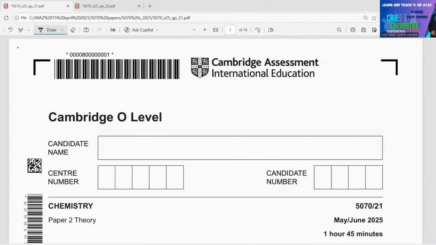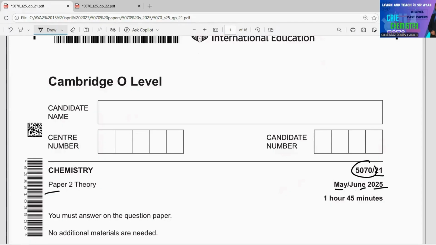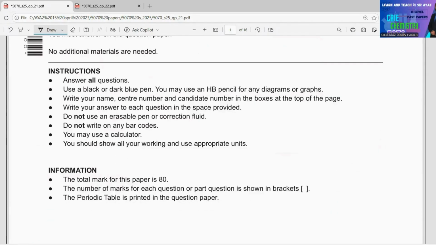So now I'm going to start variant 21 of 5070 of May-June 2025. It's paper 2 theory. The total time for this paper is 1 hour 45 minutes. You have to answer all the questions in this paper.